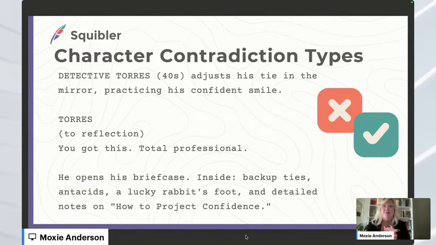Here's another example. Detective Torres adjusts his tie in the mirror, and he's practicing his confident smile. He's going to say to himself in the mirror, "You got this, total professional." But then he opens his briefcase, and we see backup ties, antacid pills, a rabbit's foot, and detailed notes on how to project confidence. So we know that he's not true to himself, and we're not getting the full picture of him as well.